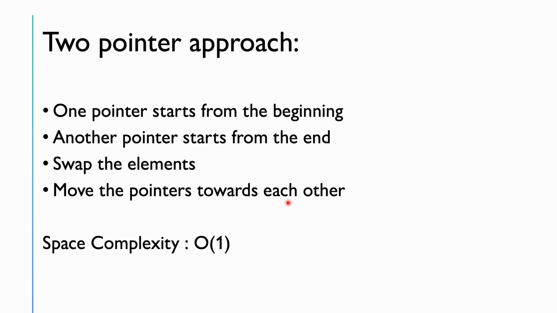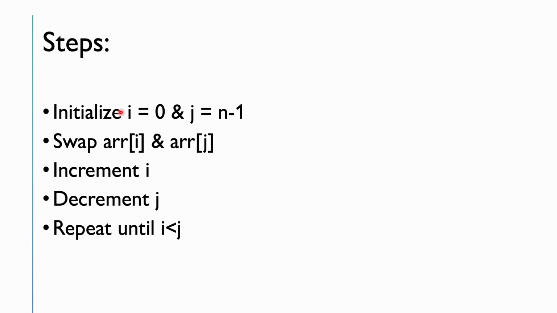The algorithm for this will be like, we have to initialize two variables i and j, where i is equal to 0 and j is equal to n minus 1. And then we have to swap array of i and array of j. Finally, we have to increment i and decrement the value of j. We have to repeat this until i is less than j. That's it. Simple and efficient. Now, let's jump into Xcode and implement this logic using Swift and see it in action.